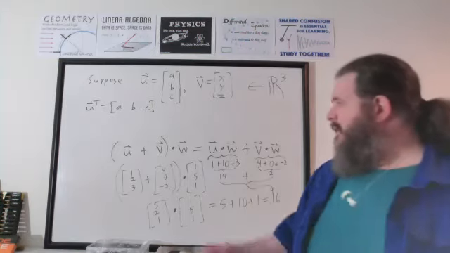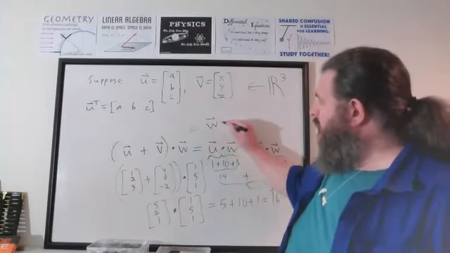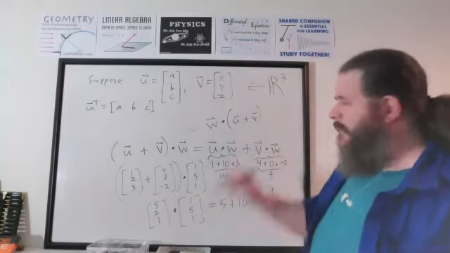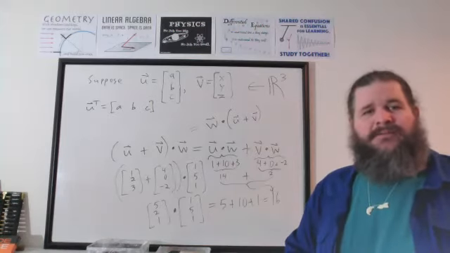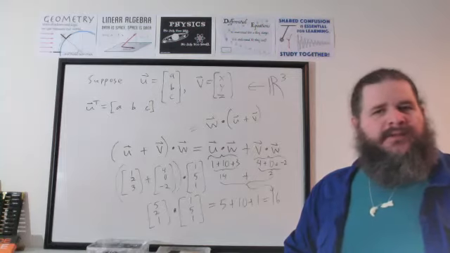And the order doesn't matter because dot product is also commutative. This will also equal w dot u plus v, or v plus u. Dot product is commutative, so order doesn't matter. Any other questions on that so far?